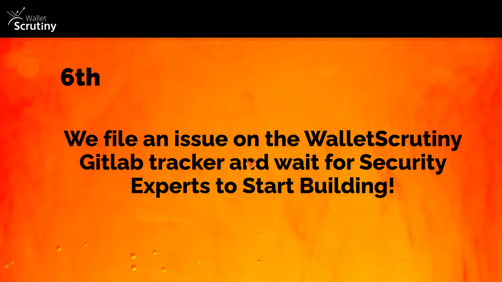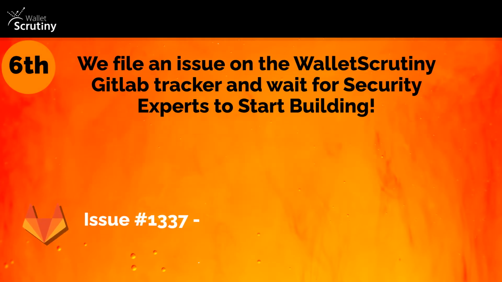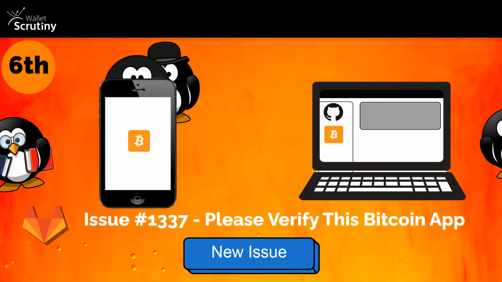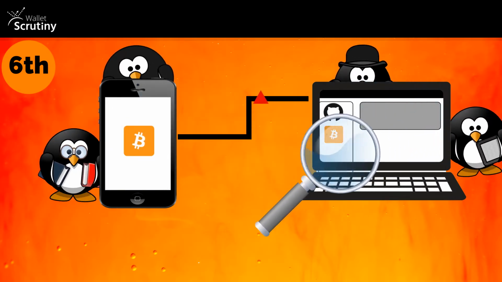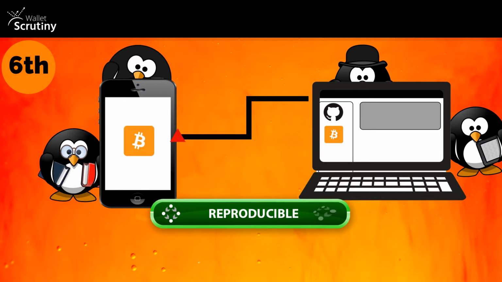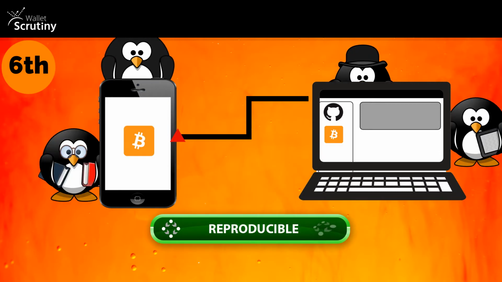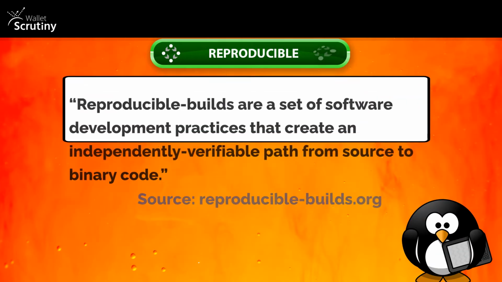Here we file an issue on the Wallet Scrutiny GitLab tracker and wait for security experts to start building and testing for reproducibility. If successful, we mark the project as reproducible. If not, unreproducible. What is reproducibility, and why is it important?